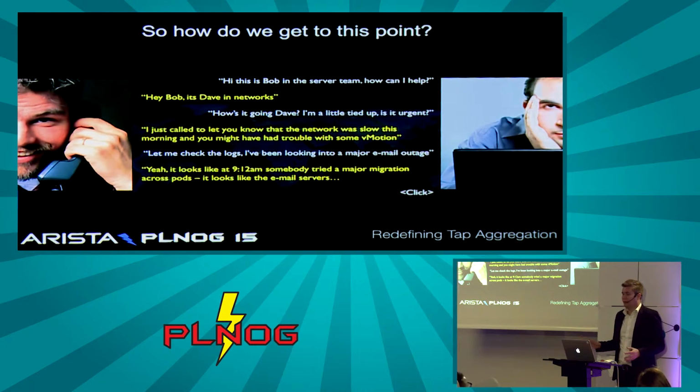This is where we want to be. And where we want to be is really not only being able to answer those questions for the server team, but to be proactive. So rather than being on the defensive all the time, we're actually playing offense. We can call the systems team up and say, hi, you might have noticed some network performance issues because we saw you were having some trouble with vMotion. It looks like at 9:12 in the morning, someone tried a major migration across pods. That's really the point we want to get to, and having this wide set of monitoring and visibility can help you achieve that.